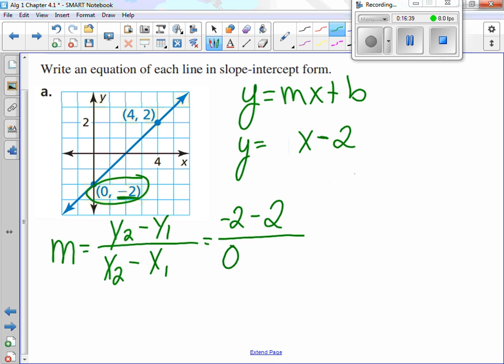Since I chose negative 2 first, what x value has to go first? 0. Minus the other x value, which would be 4, because whatever y value I choose first, its x value has to go first on bottom. Now negative 2 minus 2 would be? 0 minus 4 would be? And negative 4 divided by negative 4, because anything divided by itself is 1.